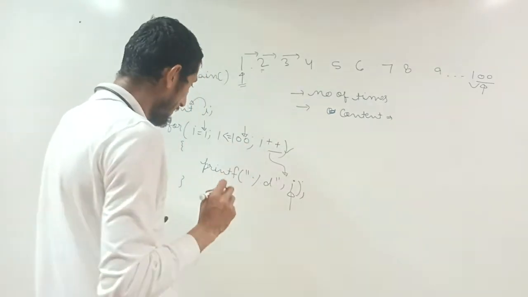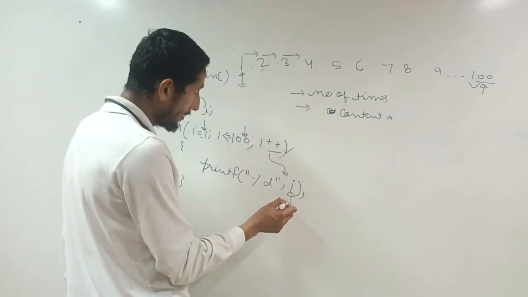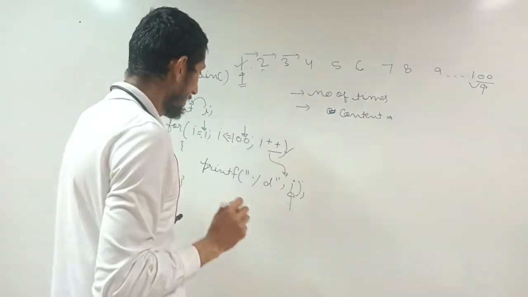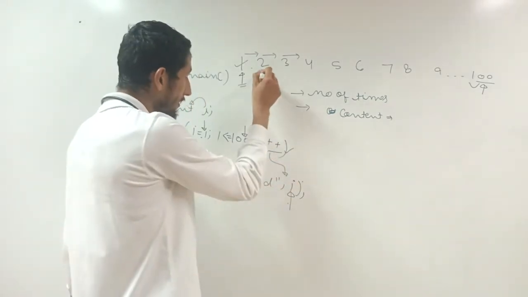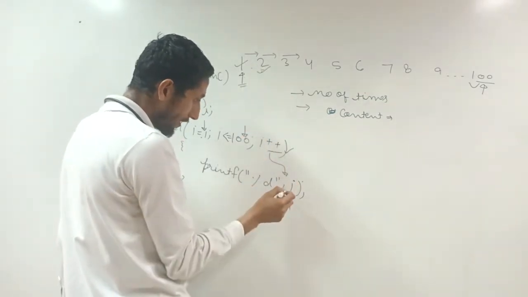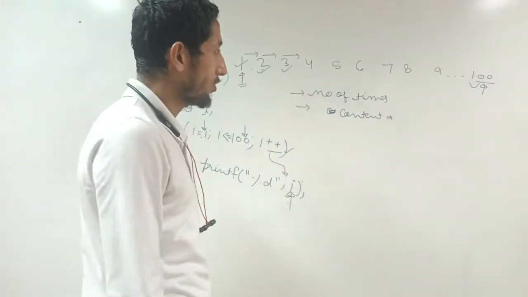So what will happen? The value of i will be 1 at the very start, so it will print 1. Then the value of i becomes 2, it will print 2. Then the value of i becomes 3, it will print 3. So it will print from 1 to 100.